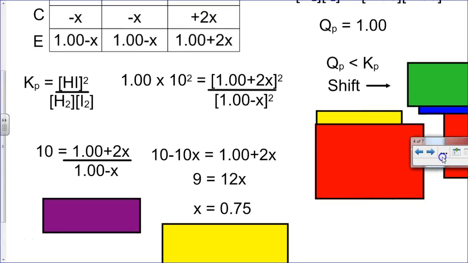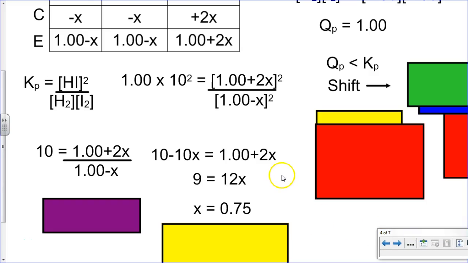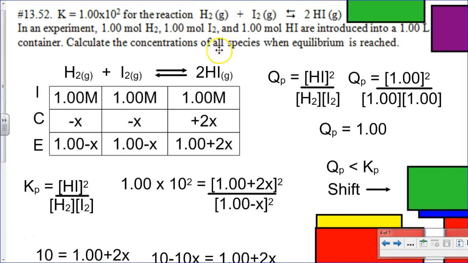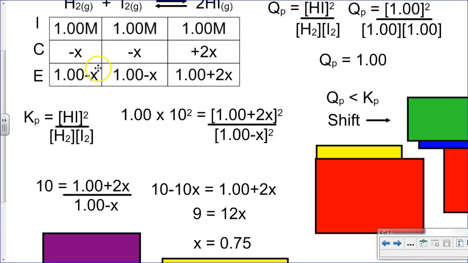Okay, so that's our x, but this still doesn't answer the question. We still are asked what the concentration of these three things are at equilibrium. But now that we know x, we can simply go back to our ice table and solve for each of these at equilibrium. So that's over here.